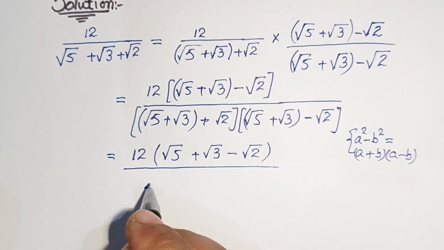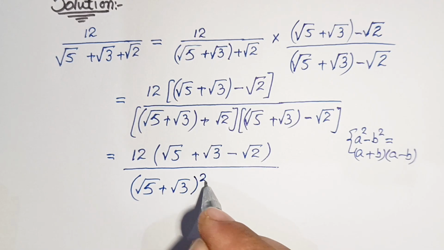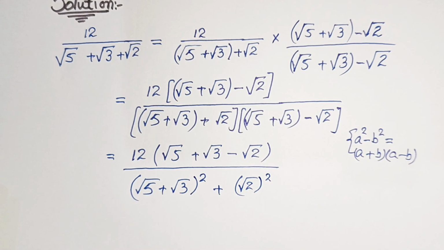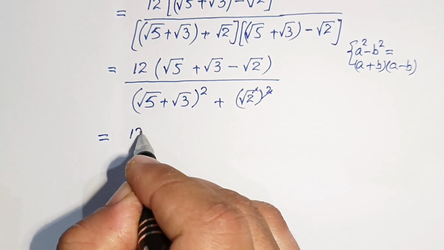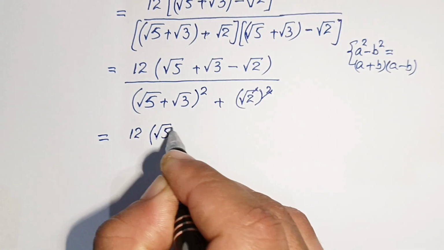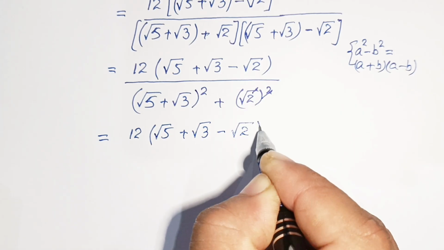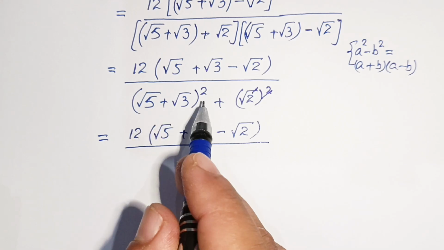Here we can write square root of 5 plus square root of 3 whole squared minus square root of 2 whole squared. Then this square can be cancelled out with the square root. So we can write our next step like 12 times square root of 5 plus square root of 3 minus square root of 2, all over. Here we have a plus b whole squared.